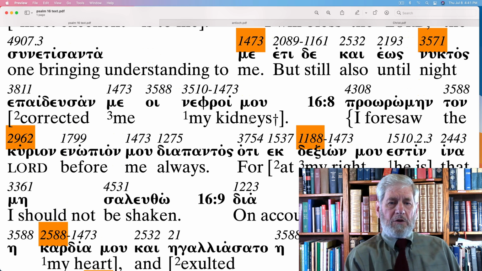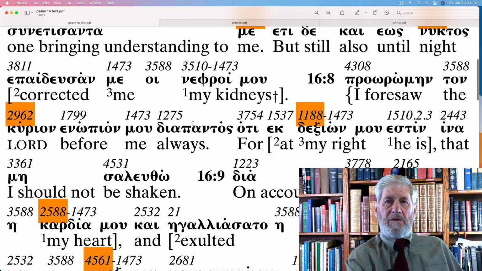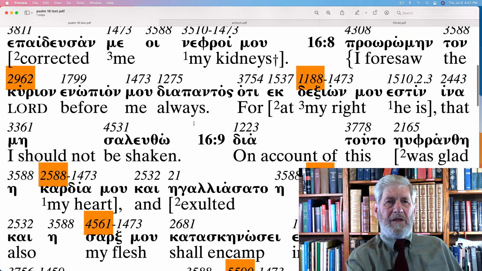Now we go into a quotation. So he had this night vision. My kidneys corrected me. The night vision. And then what he saw, I foresaw the Lord before me always. Now we have this from here to pretty much, I think, till the end of this psalm is mentioned in Acts 13:35, and then in Acts 2:25.